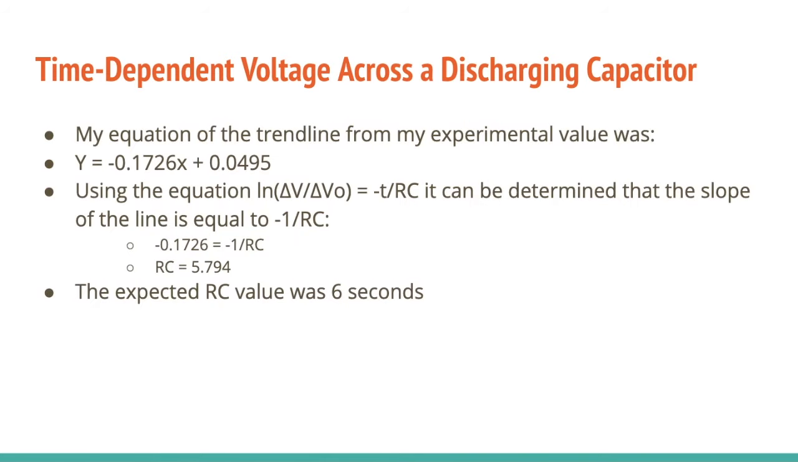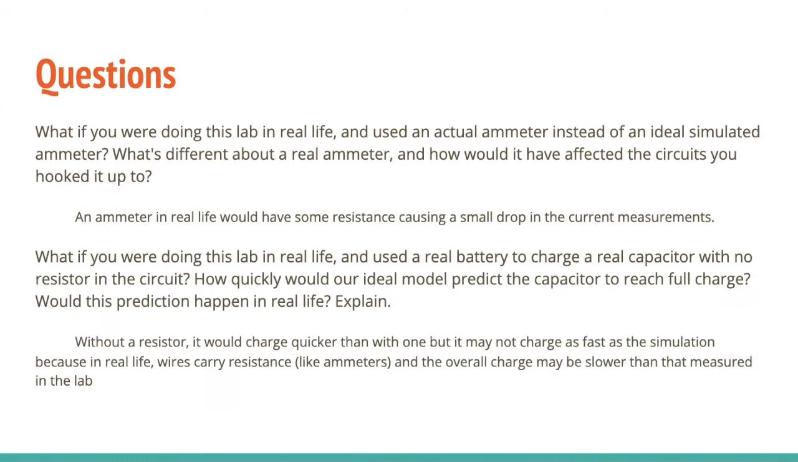Again, that's the equation for my trend line, and using the equation ln of delta V over delta V naught equals negative t over RC, you find that the slope of the line is equal to negative 1 over RC, and you can use that to solve for RC. The expected value is 6 seconds, and I found that my RC value was 5.794 seconds.